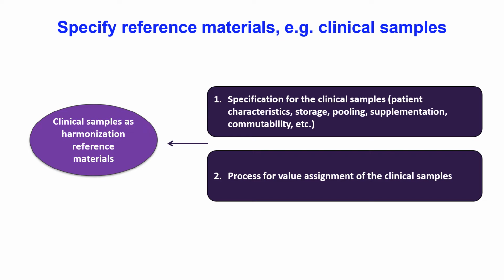The next step in the protocol is to specify reference materials, which, as I already mentioned, are usually a panel of clinical samples. The protocol needs to specify how those samples are collected, what patient characteristics are needed to obtain the necessary samples, how they're stored, pooled if pooling is involved, any supplementation that may be involved, commutability assessment if required. And the second key step is a process for value assignment of the clinical samples, which in most cases will be some form of a trimmed all-method mean statistical approach.